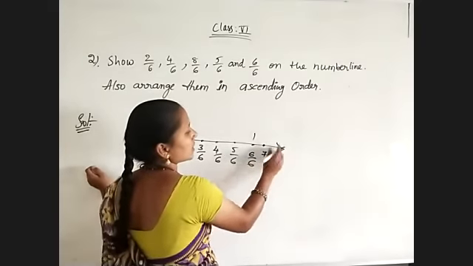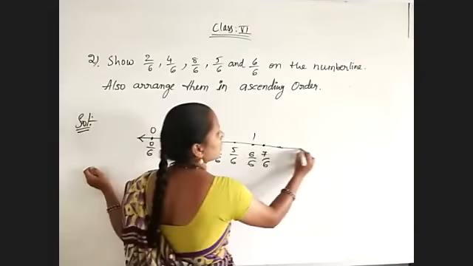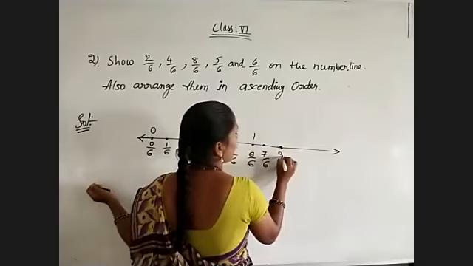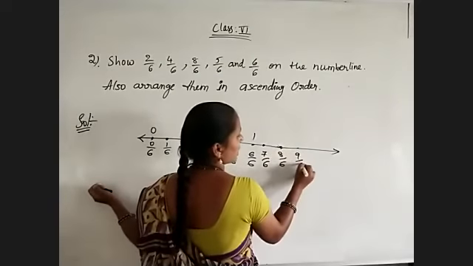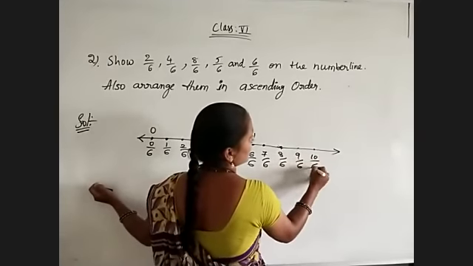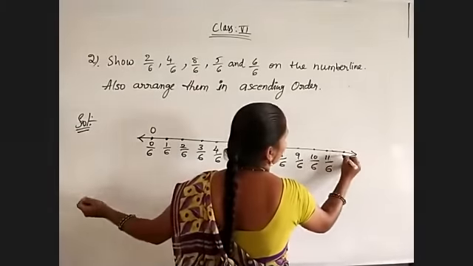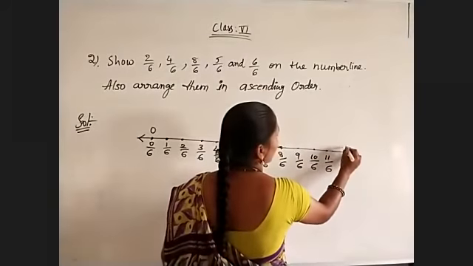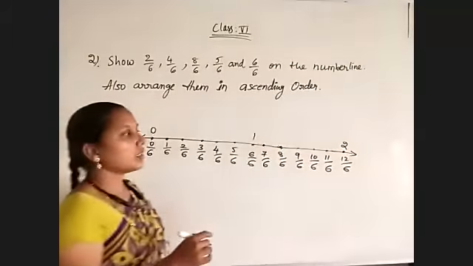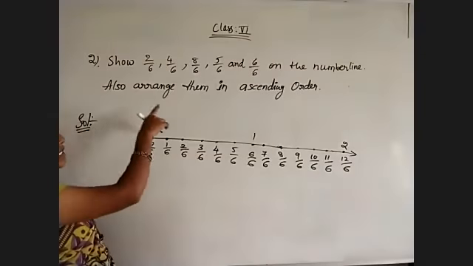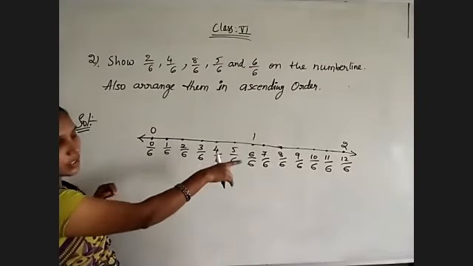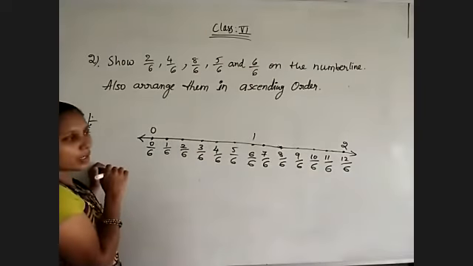7 by 6, 8 by 6, 9 by 6, 10 by 6, 11 by 6, 12 by 6. So 12 by 6 is nothing but 2. Till 2 I have written because 8 by 6 also we have, that is between 1 and 2. That's why I am writing till 12 by 6.